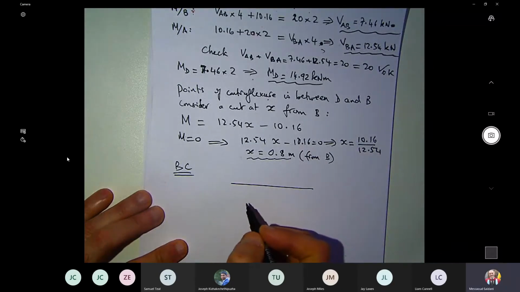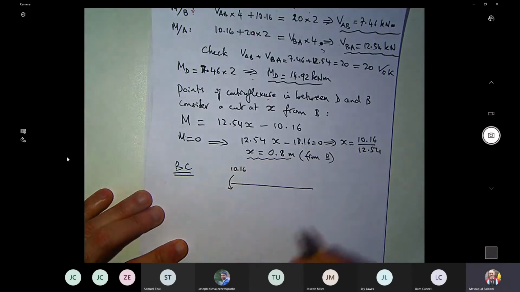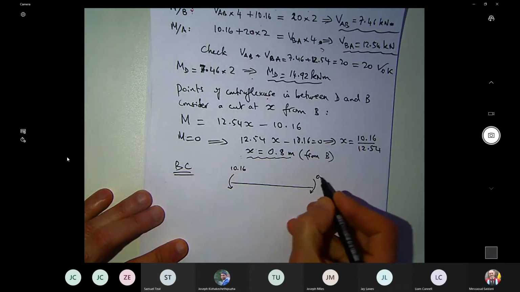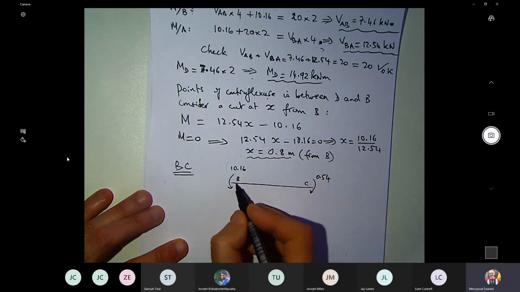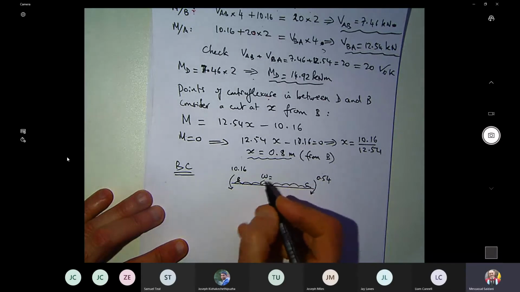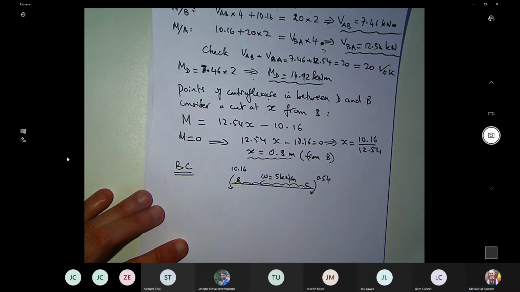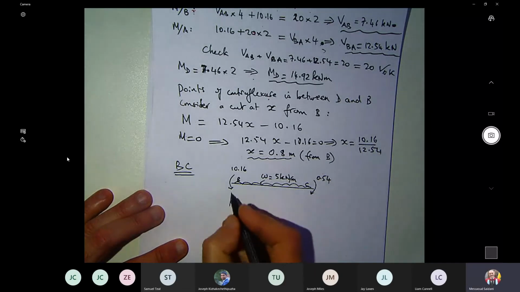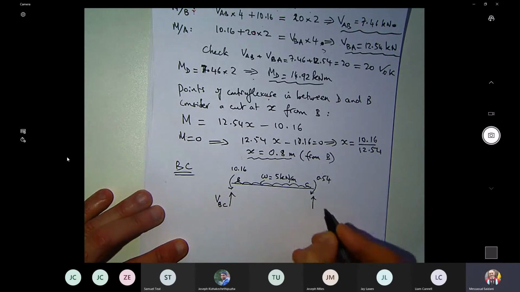We have 10.16, 0.54, B and C, but we have a UDL W of 5 kilonewtons per meter. We have the reactions VBC, and we have a reaction VCB.